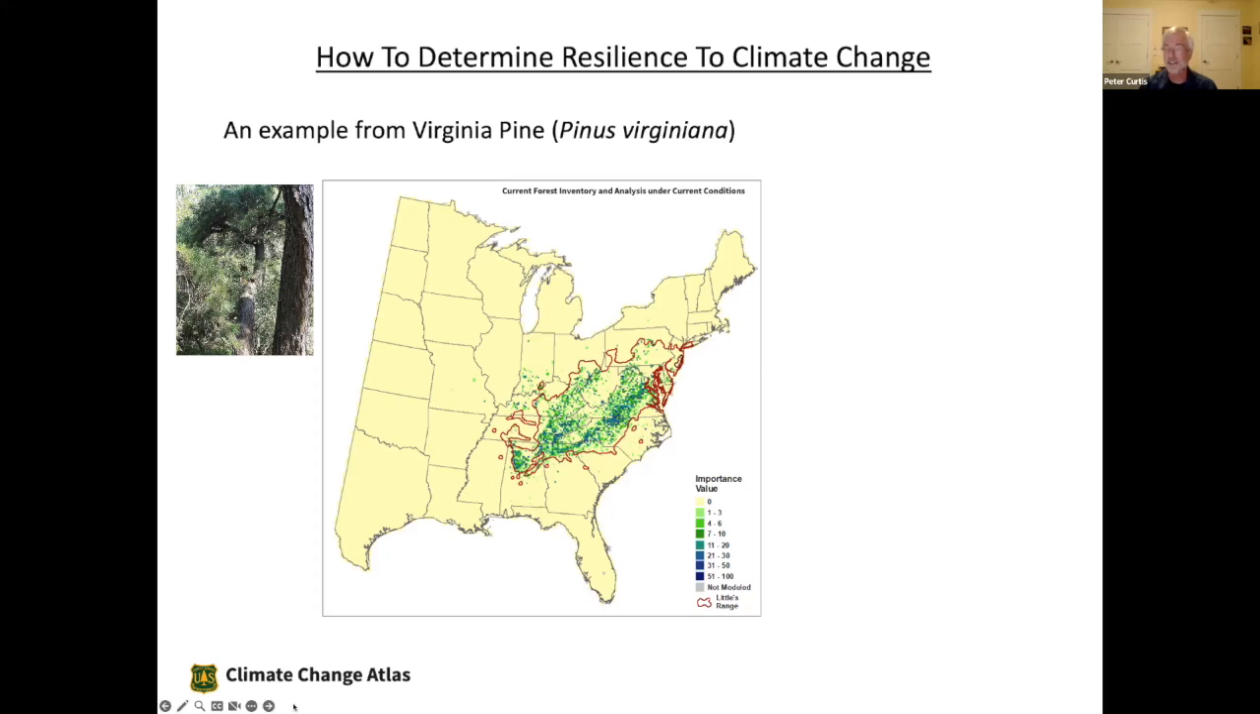They also have another section on birds. So they've looked at bird responses to climate change. But I'm just going to be looking at this one example from Virginia pine.